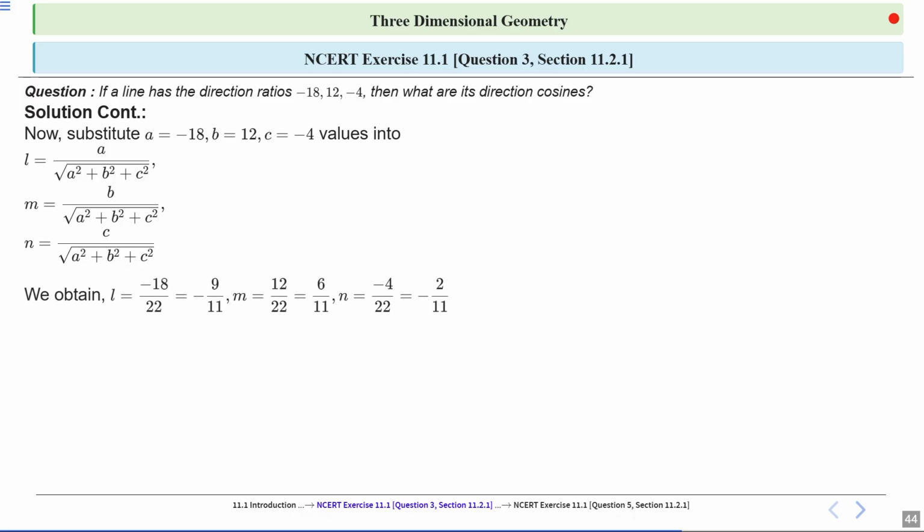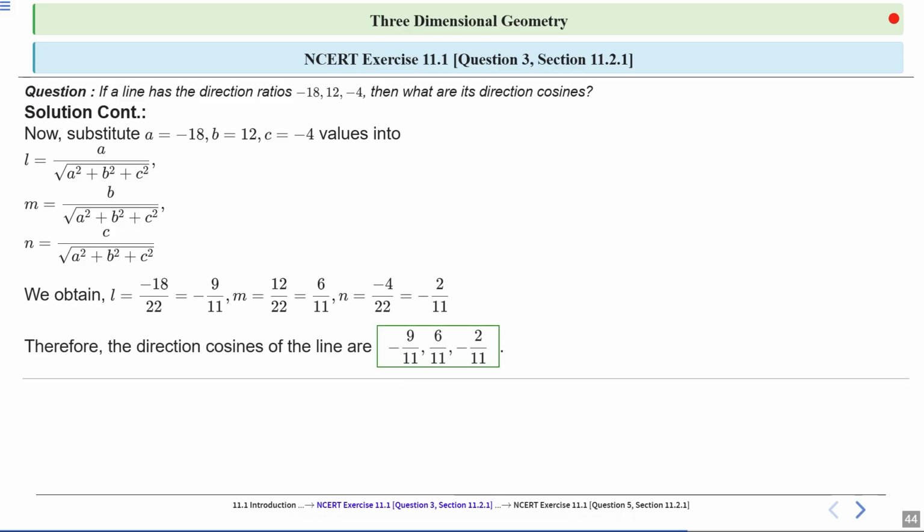So we obtain L equals minus 18 divided by 22. After simplifying, we will get L equals minus 9 divided by 11. And M equals 12 by 22. After simplifying, we get M equals 6 divided by 11. And N equals minus 4 divided by 22. After simplifying, we will get N equals minus 2 by 11. Therefore, the direction cosines of the line are minus 9 by 11, 6 by 11, minus 2 by 11.